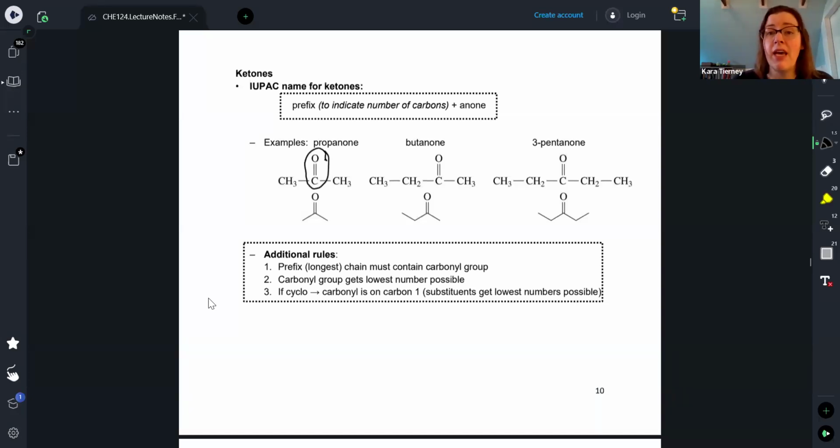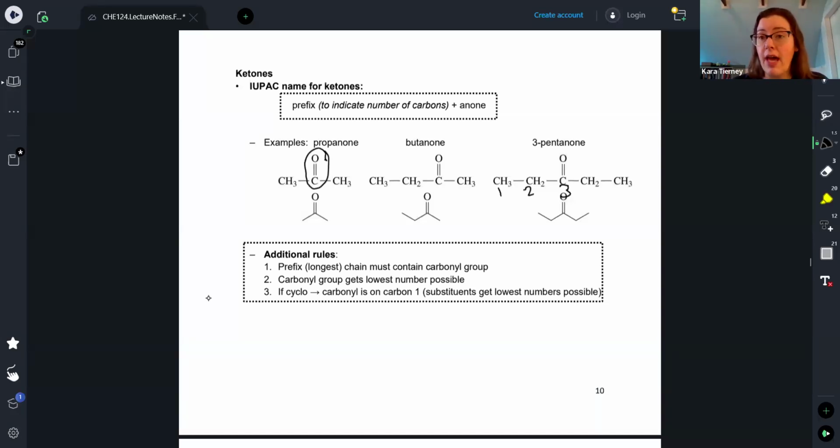number 2 spot. If I were to put it in the number 3 spot, we would change it to number 2 because we always start counting from the side closest to the functional group. The third example here is 3-pentanone because it's on the 1, 2, third carbon in. All of the nomenclature rules are the same that we've been learning. So this is going to be a nice review of a lot of the other naming.